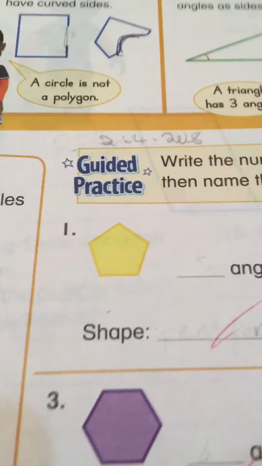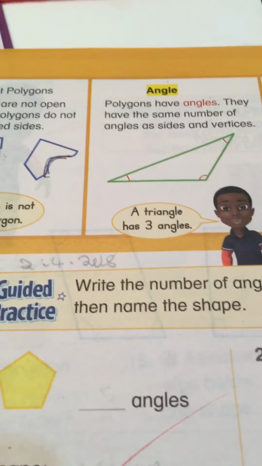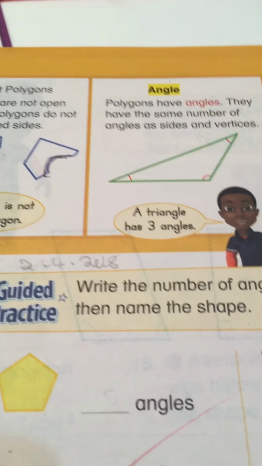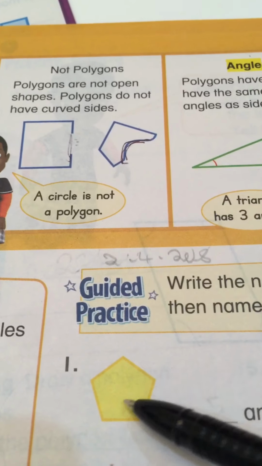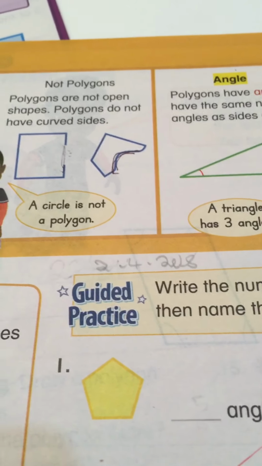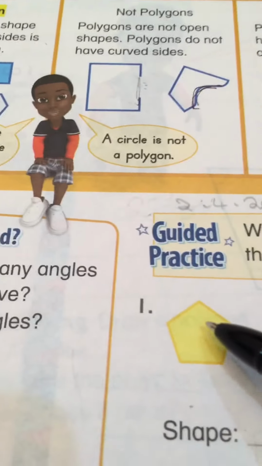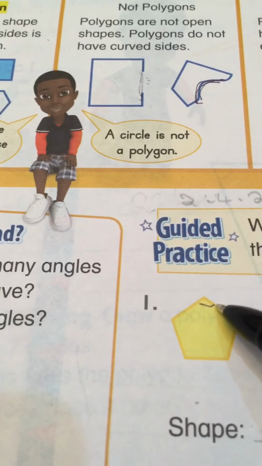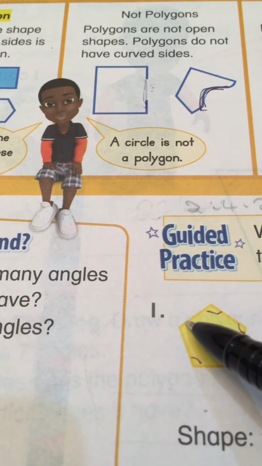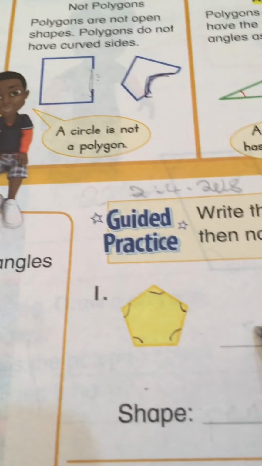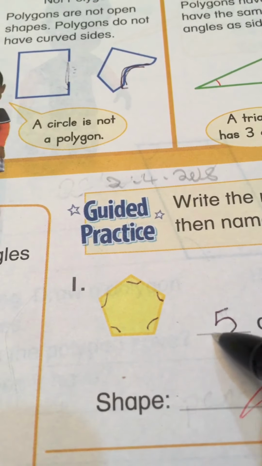So let's go and see number 1 here. And they said write the number of angles and then name the shapes. So we will say how many angles in this shape and what is the name. So if you look at this one, there is 1, 2, 3, 4, 5. So 5 angles, then we will write 5 here.